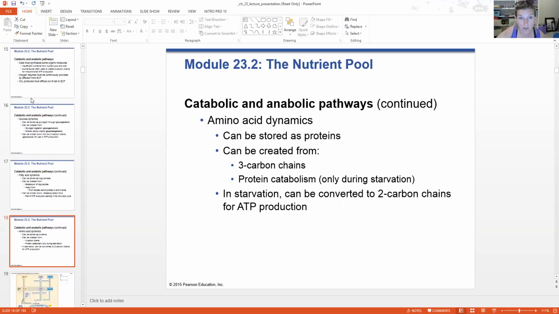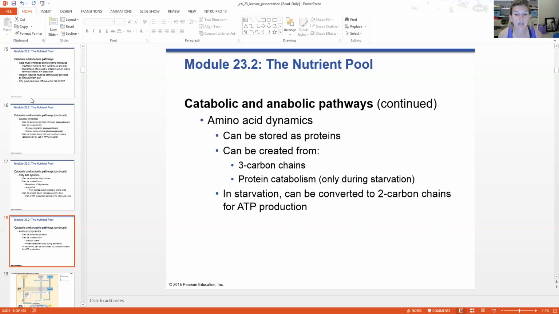Let's talk about amino acids. So amino acids can be stored as proteins. You bring lots of them in through your diet, and you can store them in the form of protein, make extra hair, skin, nails, enzymes, etc. They can also be broken down to form 3-carbon chains like glucose. This is the process of protein catabolism. This typically only happens during a starvation mode or when you're depriving your body of carbohydrates.